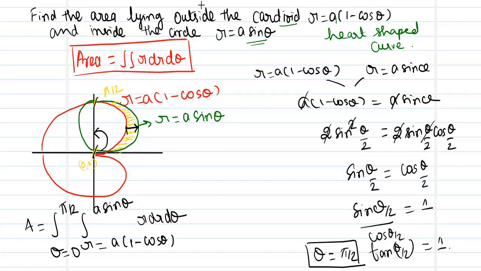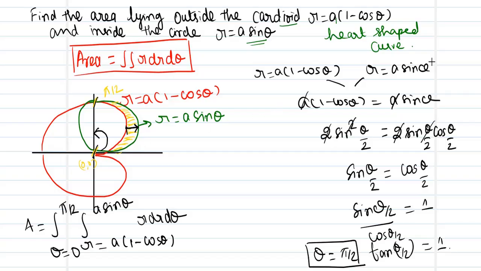Now, for plotting of the curves, cardioid. What is a cardioid? A cardioid is a heart-shaped curve. And we have been given the cardioid as r equal to a into 1 minus cos theta. When you have a minus sign over here, the heart will lie to the left side of the axis. And when you have r equal to a into 1 plus cos theta, so instead of minus, if you have 1 plus, then the heart will lie towards the right side of your axis.